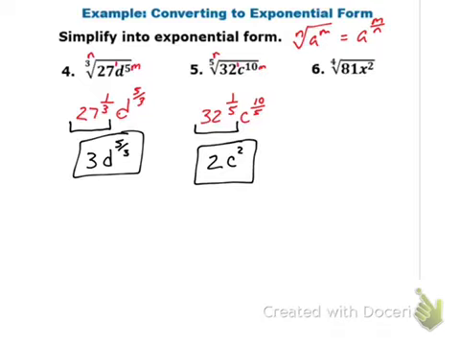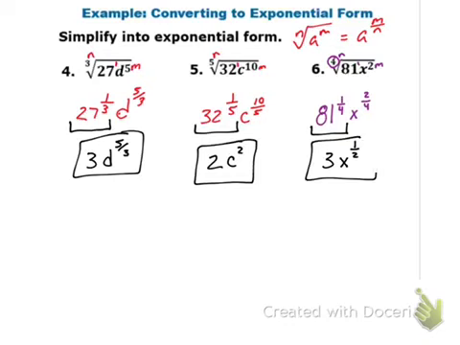There we go. And then the last one, same idea. We've got our n value is 4. 81 has an m value of 1. Then the x has an m value of 2. So you've got 81 to the 1/4 power, x to the 2/4 power. So now as we simplify this, because we can put this in our calculator and figure out what this is, this should be 3, and this would be x to the 1/2 power. And there's our answer.